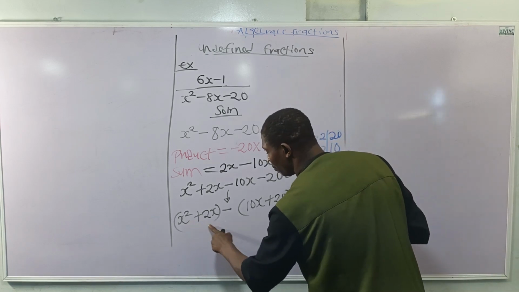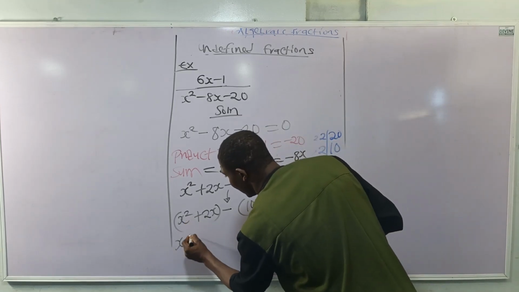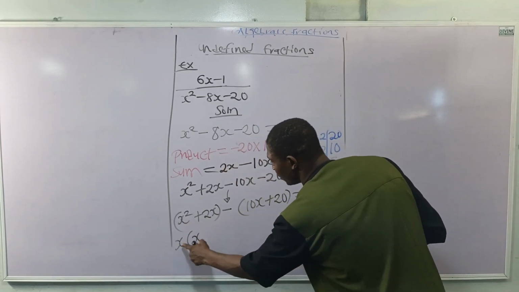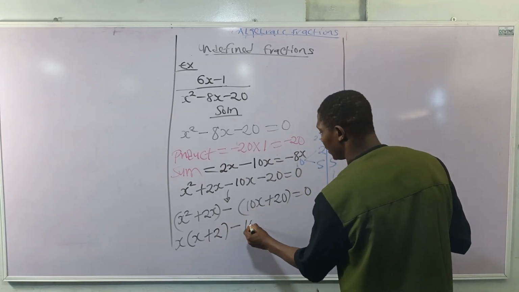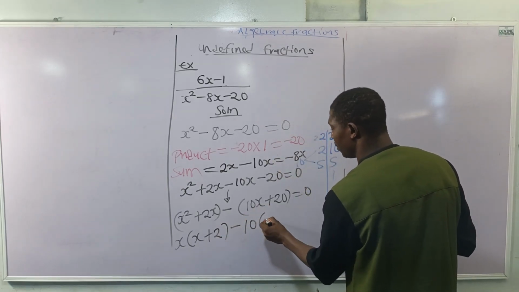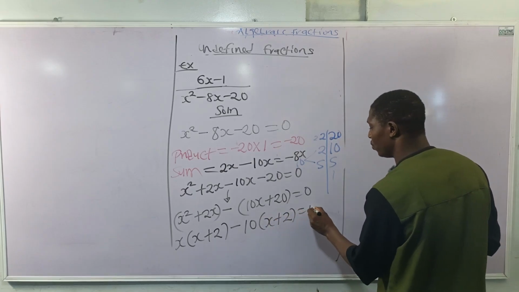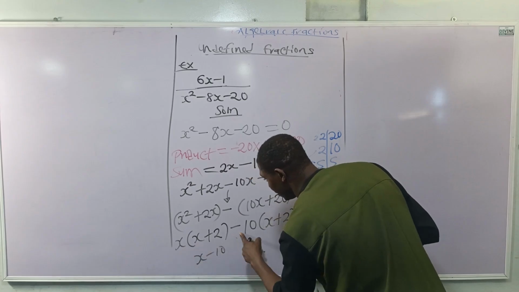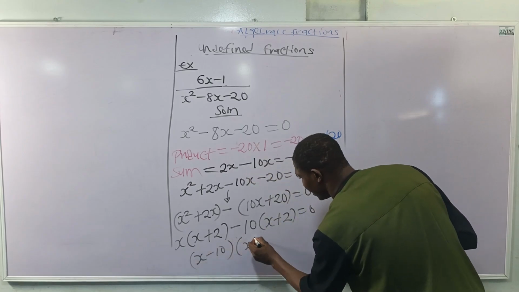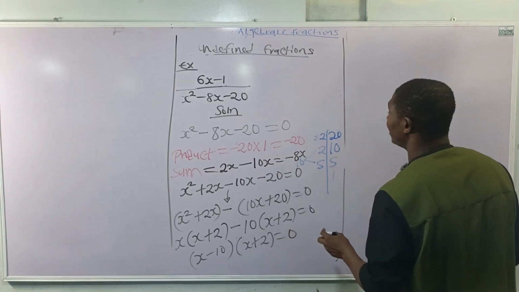So what's common here is x. If I divide x squared by x, I'll have x. If I divide 2x by x, I'll have 2. Put my negative sign. What's common here is 10. 10x divided by 10 will give me x, and 20 divided by 10 will give me 2, equal to 0. And I'll have x minus 10, this and this, in bracket x plus 2 equal to 0.